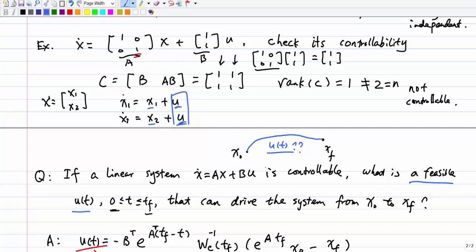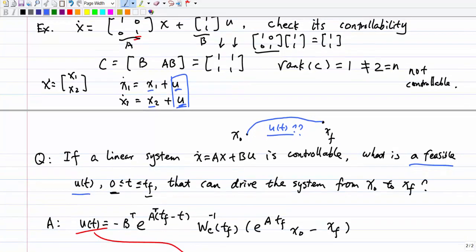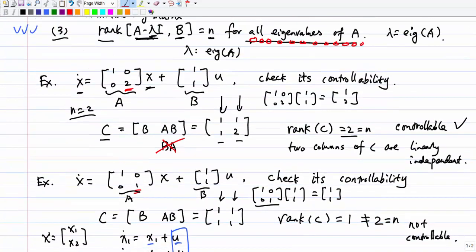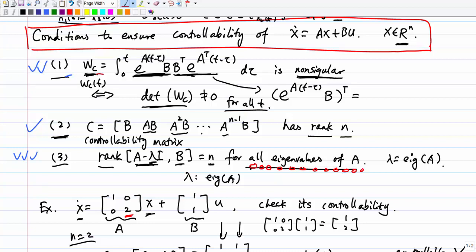Because this is a practical problem, right? The first problem, checking controllability, is relatively easy, but this one can be hard. So the answer is how we could design the control input. The control input is given by u(t) equals negative B transpose times e to the A transpose (tf minus t) times Wc(tf) inverse. Wc(tf) inverse, where Wc, remember, is defined right over here. This is how we define Wc.